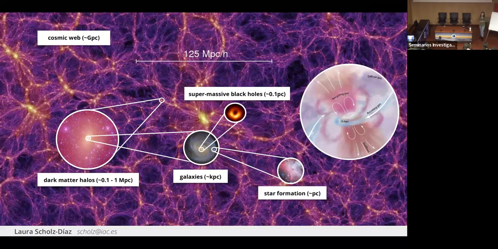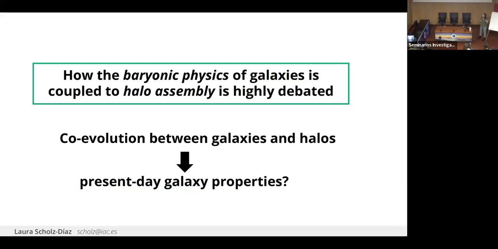But what this thesis is about is that we cannot only just understand halo assembly on one side and baryonic physics on another side, because the baryonic physics of galaxies is coupled to the assembly of their host dark matter halos in which they reside. At the moment, it is a topic that is highly debated, and we don't know exactly how the coevolution between galaxies and halos over cosmic time can affect present-day galaxy properties.